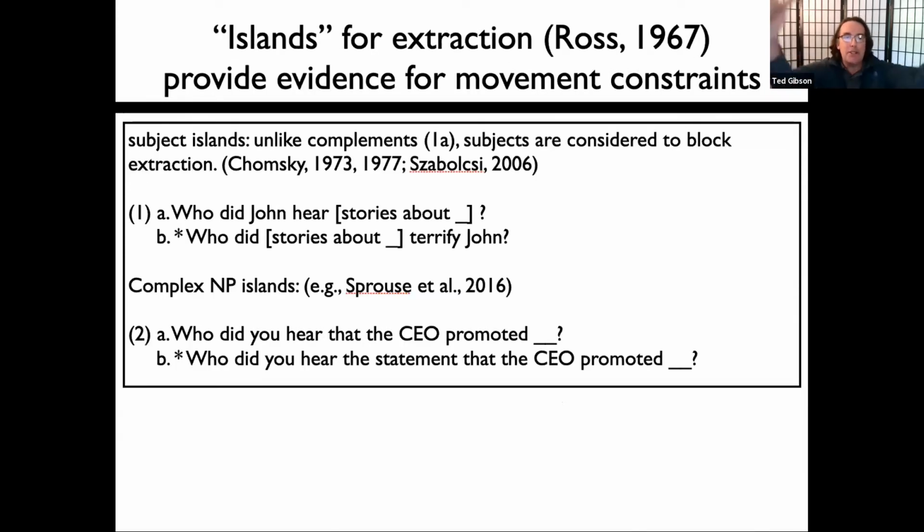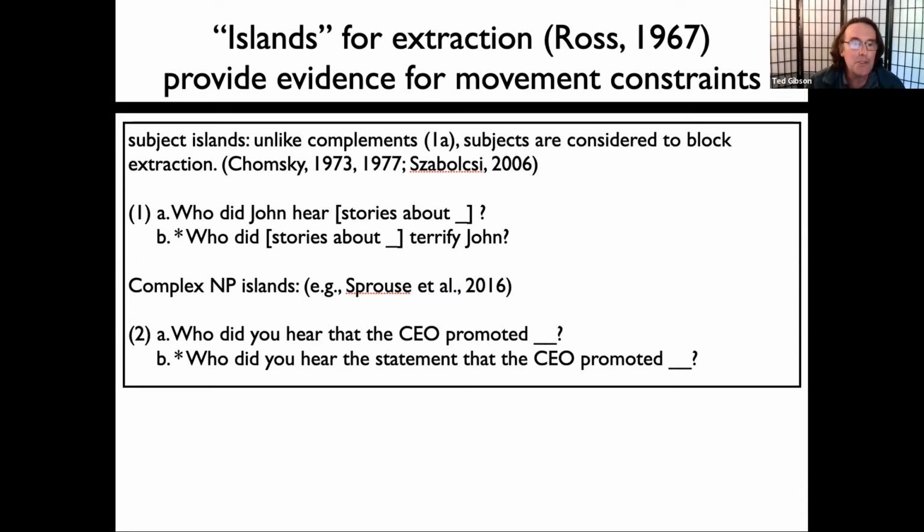The focus of this presentation is on these so-called island structures, which are unacceptable long-distance filler-gap dependency structures, which were first noticed by Haj Ross in 1967, but he didn't make much of them theoretically. Chomsky and his colleagues took island structures to be evidence for innate constraints on filler-gap dependencies, or movements here.